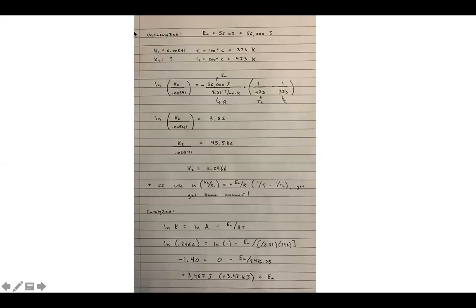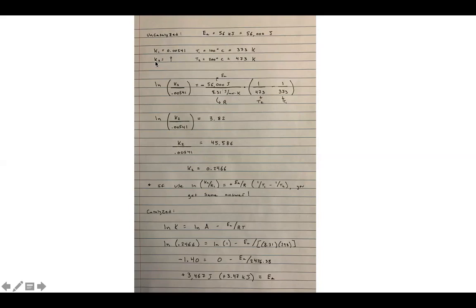Okay, and so for this problem, we're going to start with our uncatalyzed information first. For our uncatalyzed reaction, our activation energy was 56 kilojoules, which is equal to 56,000 joules. Now we had a rate constant, which I'm going to label as K1, that is equal to 0.00541. And this was the rate constant at 100 degrees Celsius, which I'm going to label as T1. And 100 degrees Celsius is 373 Kelvin, right? Because when we use this equation, we're going to have to plug in our temperatures in terms of Kelvin.